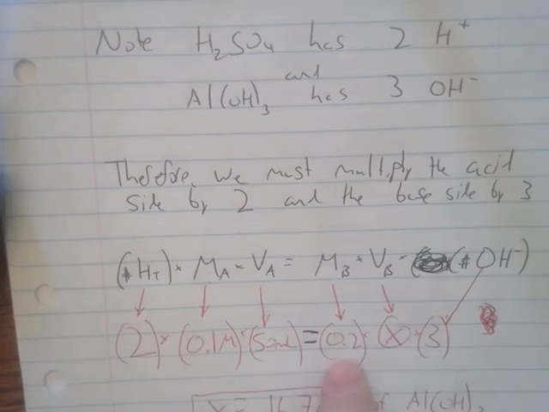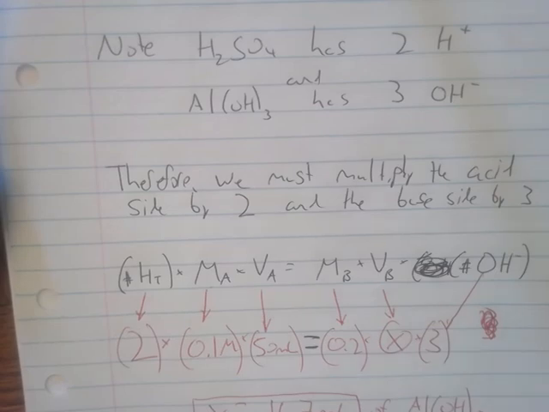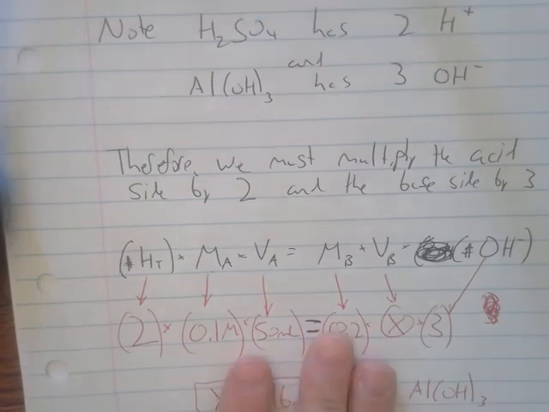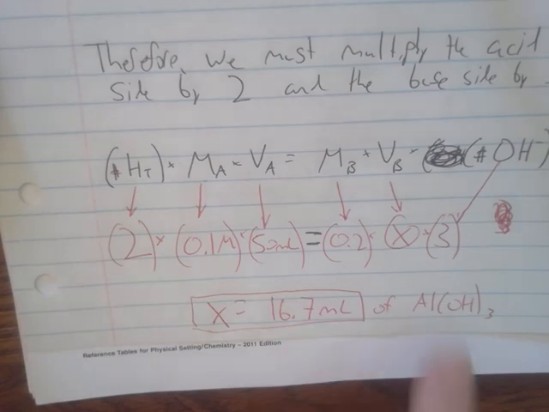And now it's nothing more than an algebra problem. You just have to solve for X. You have to divide or cross multiply. You have to figure out how to solve for X, which I know your algebra skills are good enough to do this. And if you solve for X, you will get X is equal to 16.7 milliliters of AlOH3. And that is how you do a titration in acid-base chemistry.